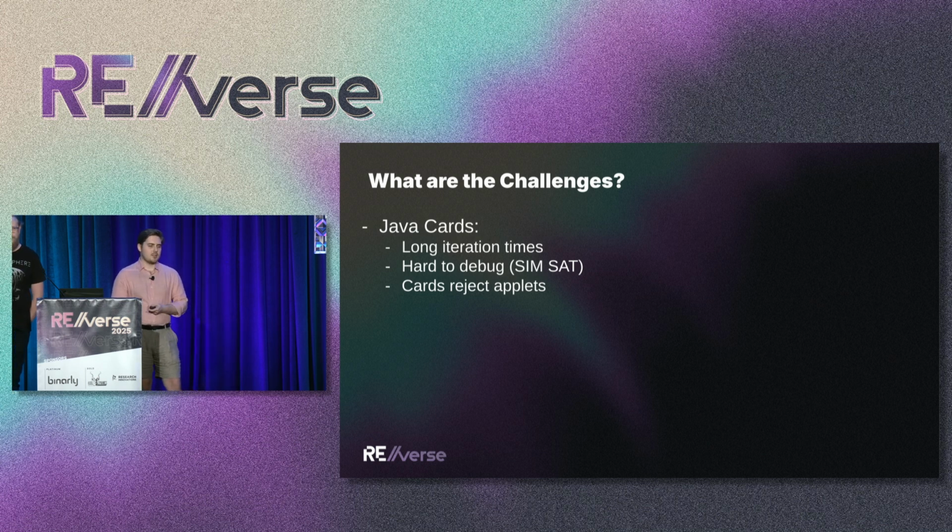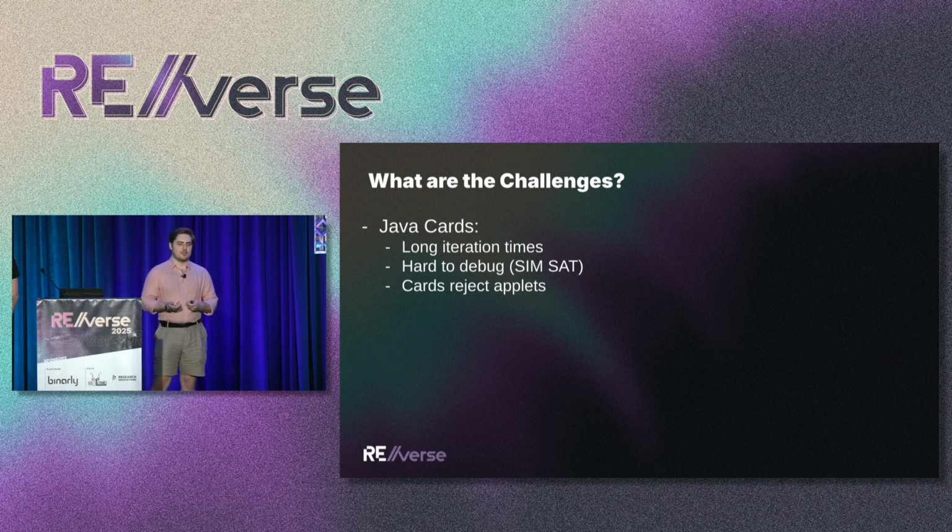And lastly, when you're developing applets, the card will sometimes just reject it. It will just decide this applet is not right for me, I don't like it, and it will just reject it. And you don't really know why, because it's not going to tell you why. It's not going to give you the reason in the status word, even though it could. It will just reject it. And changing maybe the order of conditions in an if statement magically fixes it.